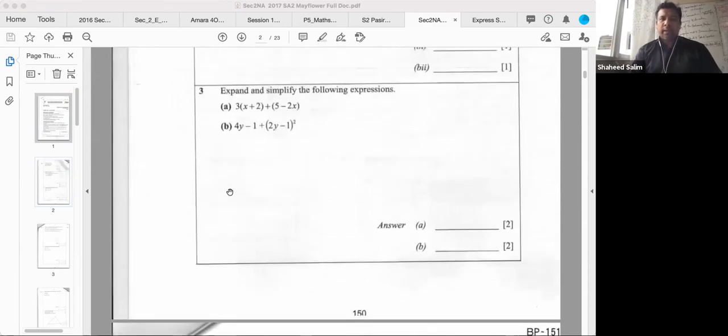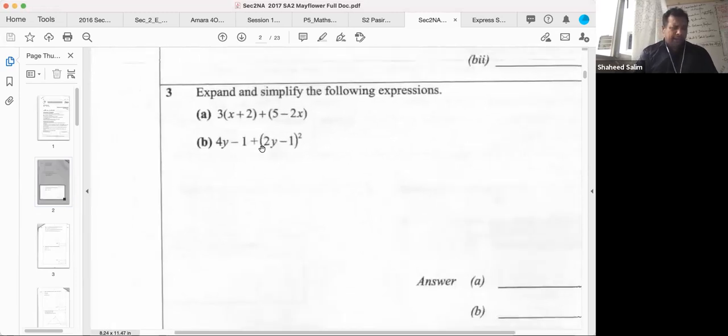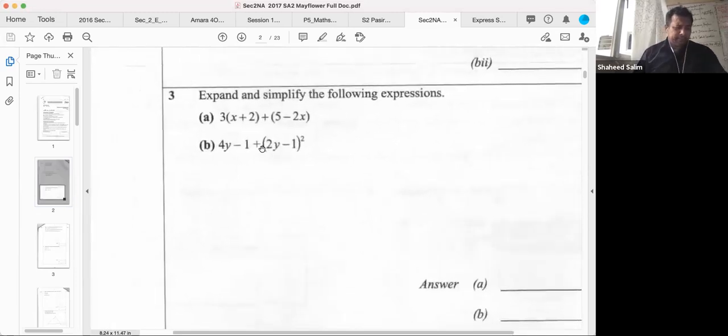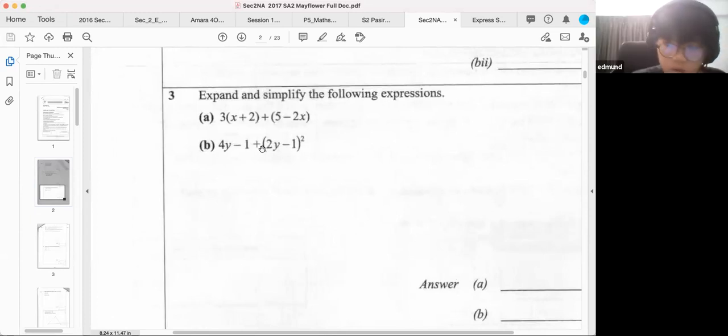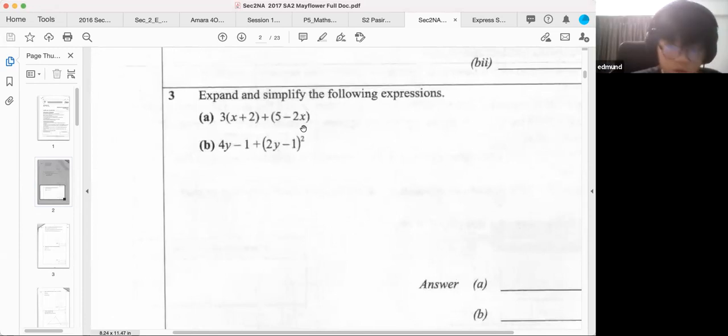Okay, this one. Can you expand and simplify? Why simplify? Simplify is just to make it neater. That means you expand, combine them together, minus, plus, something like that. If it's solve, then you need to find the value. How about factorize? No, no need to factorize.